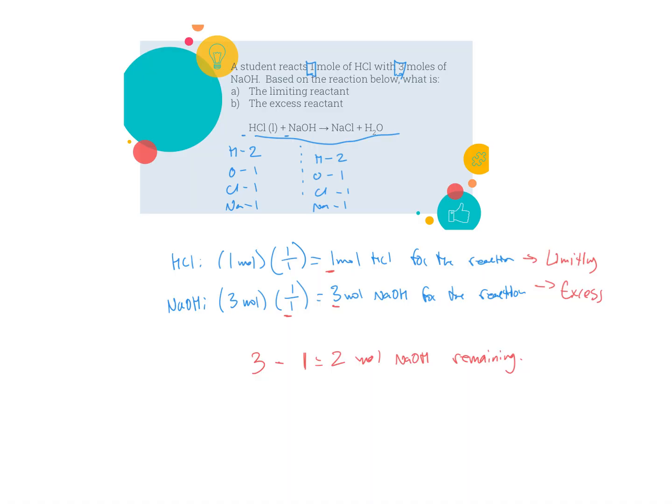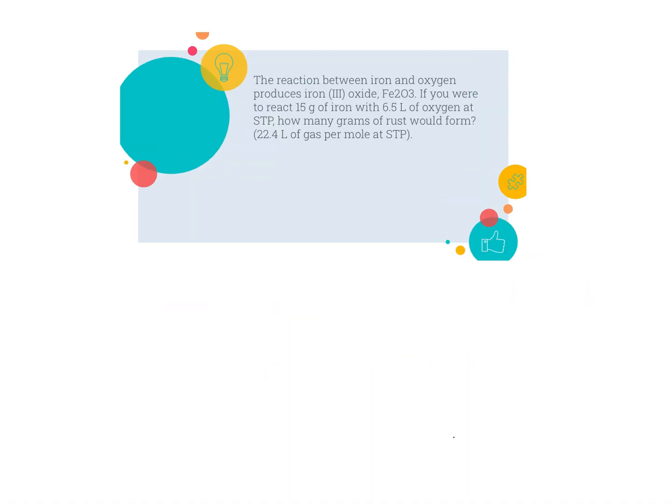Oxygen. Now let's look at a slightly more challenging problem. Here we have iron, or Fe, solid, and oxygen reacting to produce iron 3 oxide, Fe2O3. It's asking if we react 15 grams of iron with 6.5 liters of oxygen at standard temperature and pressure, how many grams of rust would form? It's telling us that there are 22.4 liters of gas per mole at standard temperature and pressure.